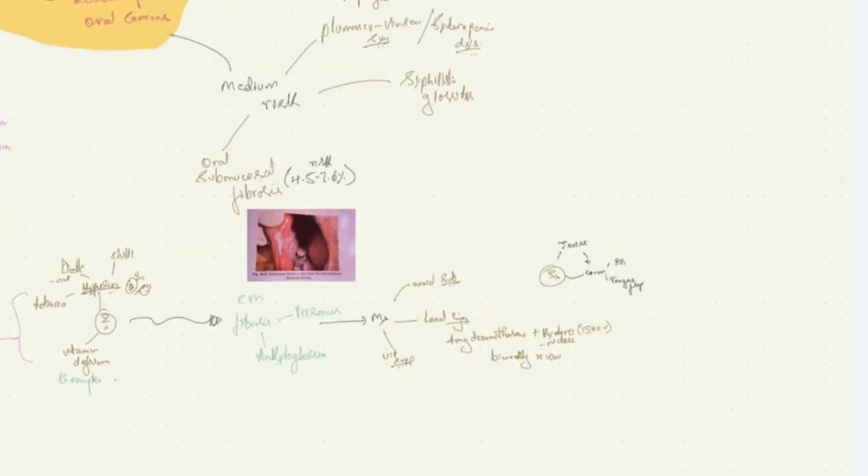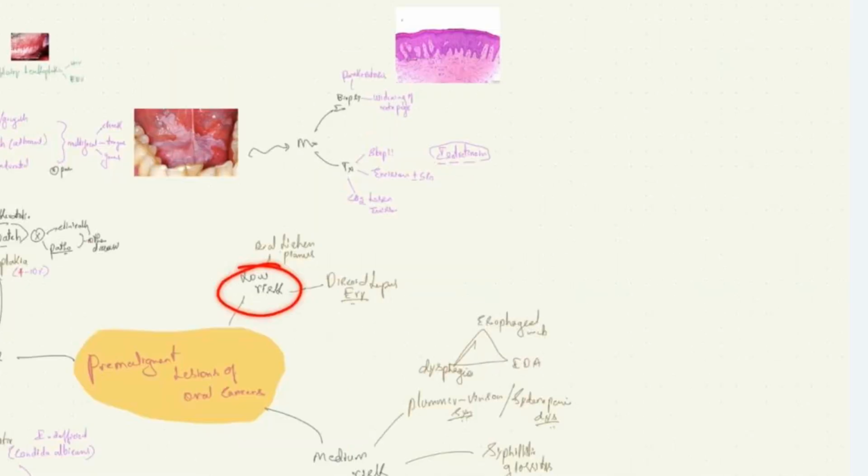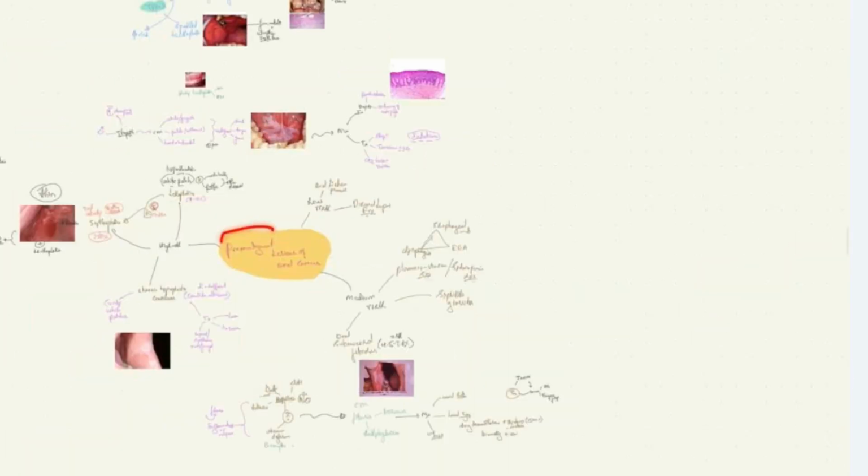Then we saw Plummer-Vinson syndrome, where we see the triad of esophageal web, dysphagia, and iron deficiency anemia. The low risk lesions are oral lichen planus and discoid lupus erythematosus. By this, we are ending discussion on pre-malignant lesions of oral cavity.